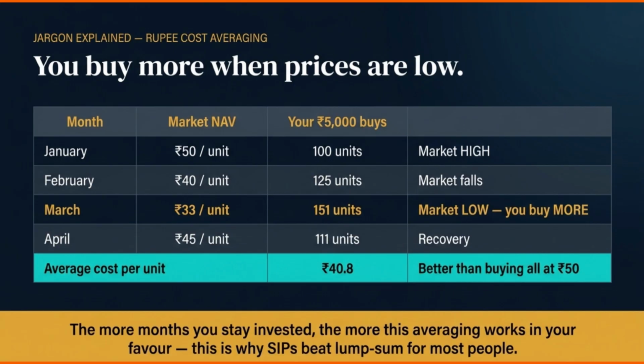But here is the reality of the market. Nobody knows the lowest point. Markets are moody. They breathe up and down. Rupee cost averaging is your insurance against that moodiness. It ensures you never miss a sale at the bottom, lowering your average cost, like the 40.8 rupees you see here, without the stress of trying to time the perfect entry. For most of us, that peace of mind is what actually keeps us invested for the long term.